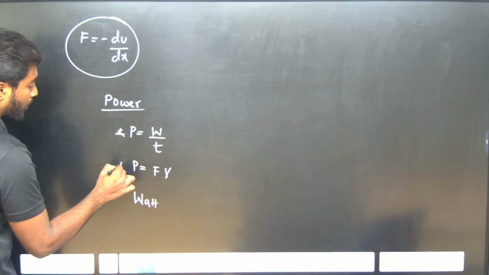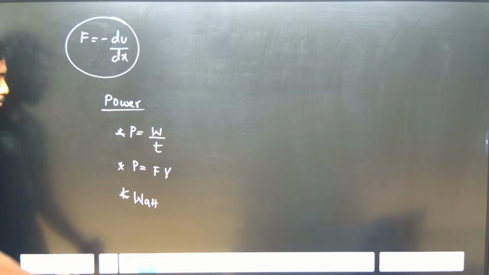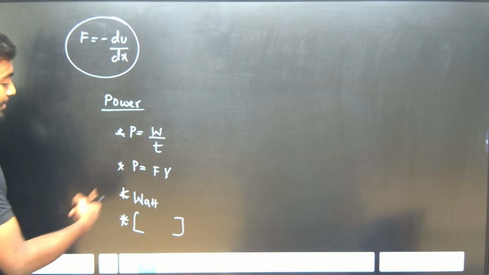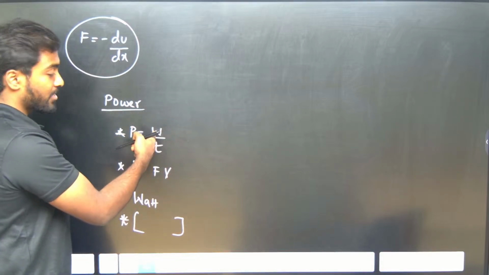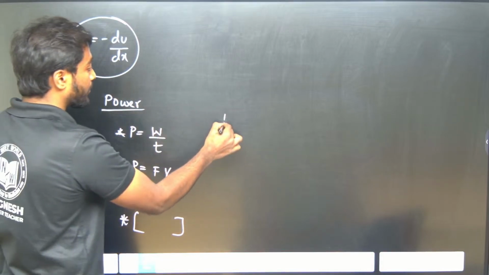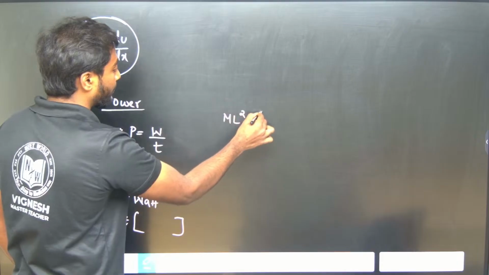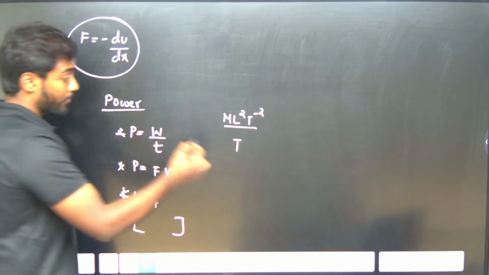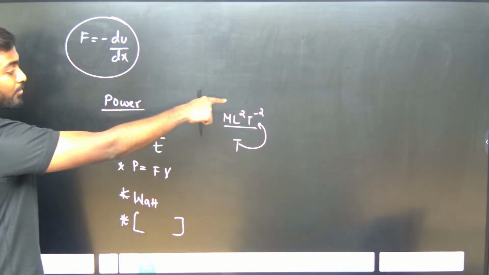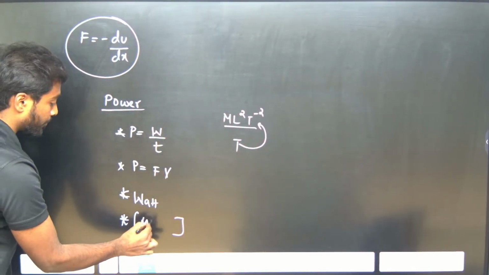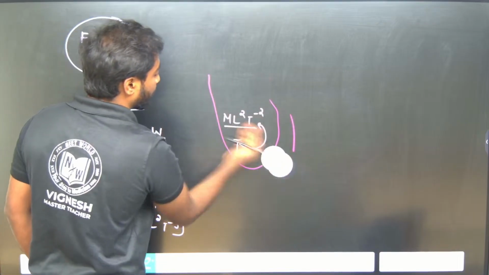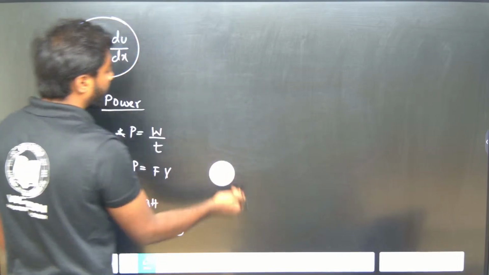Then what is the dimensional formula? How do we denote it? It is in terms of M, L, T. The dimensional formula for work done is M L square T power minus 2, divided by time T. So it will be M L square T power minus 3, which is the dimensional formula for power.